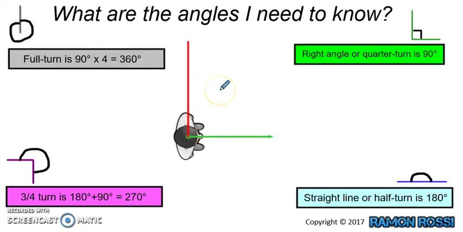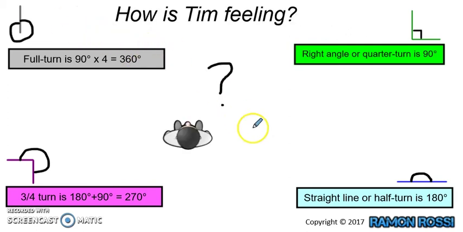The angles that we need to know. There were 4 of them. They were the right angle, quarter turn is 90 degrees. Straight line or half turn is 180. A 3/4 turn is 270, and a full turn is 360. It's like doing a full circle. It's always 360.